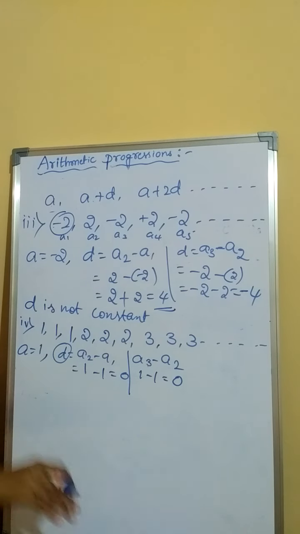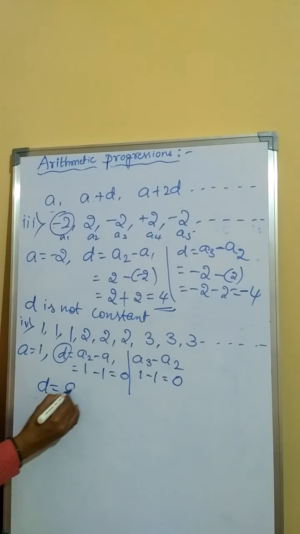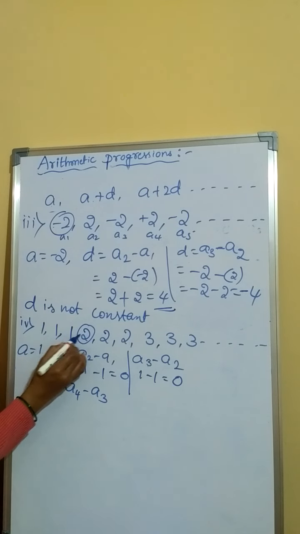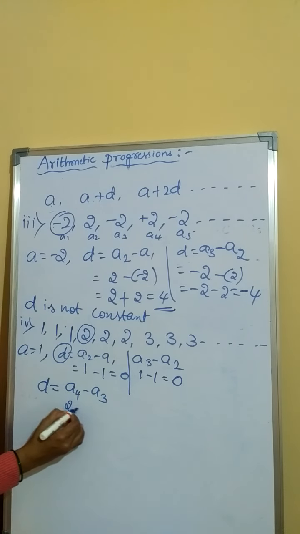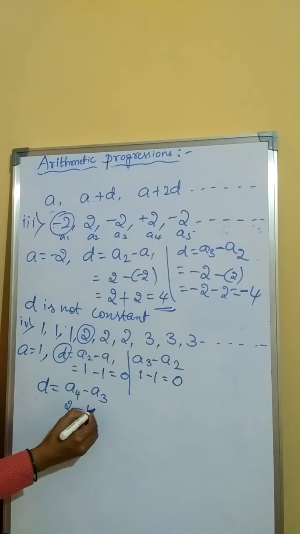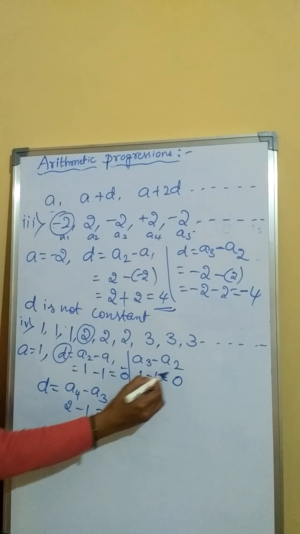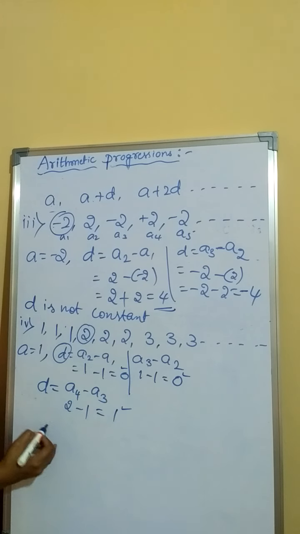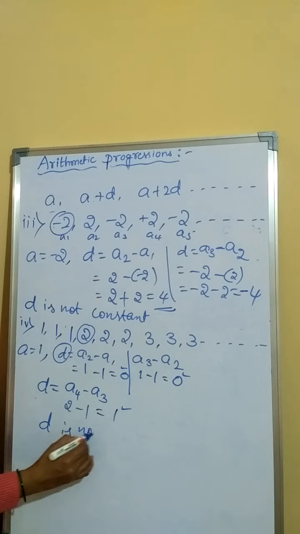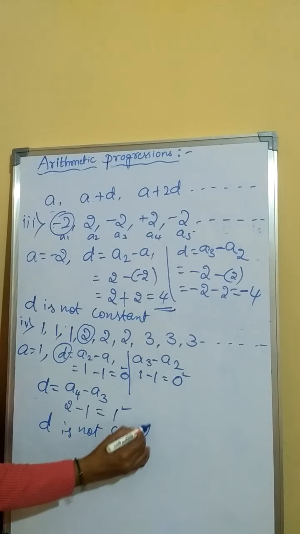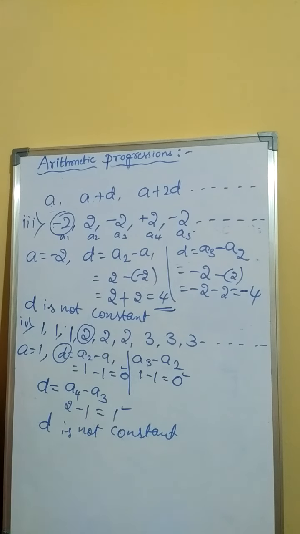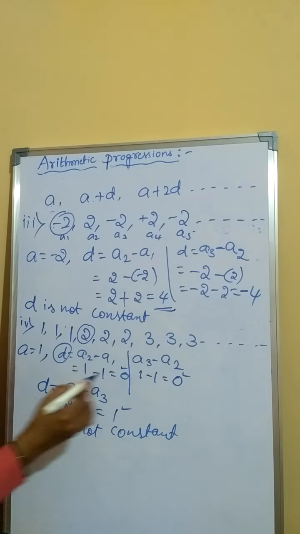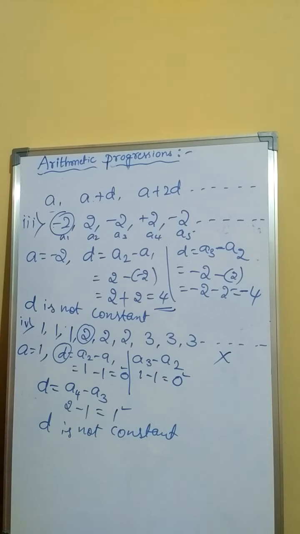No students, let us check one more step. That is D is equal to A4 minus A3. So here A4 is 2 and A3 is 1. Here it caught, that is 2 minus 1 is equal to 1. See here 0, here 0, here 1. Hence D is not constant. Hence I am always saying you have to check thoroughly. We can say the given list of numbers is not in AP. So now we cannot write the next terms.